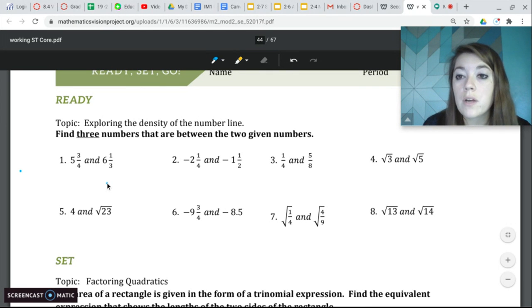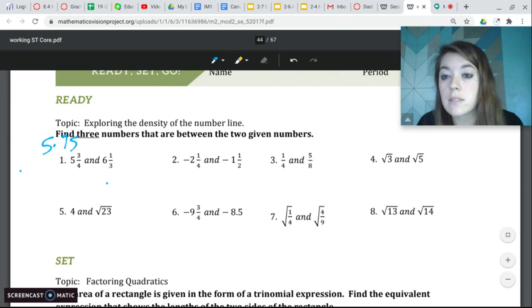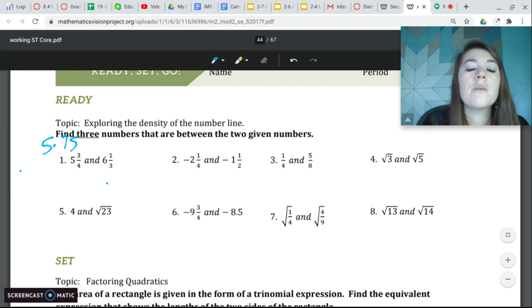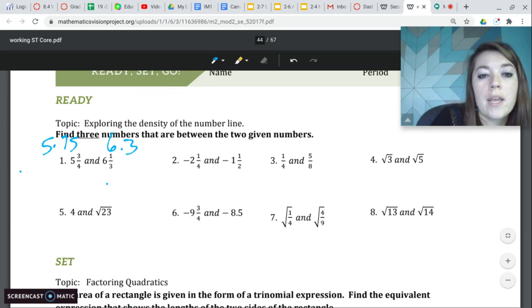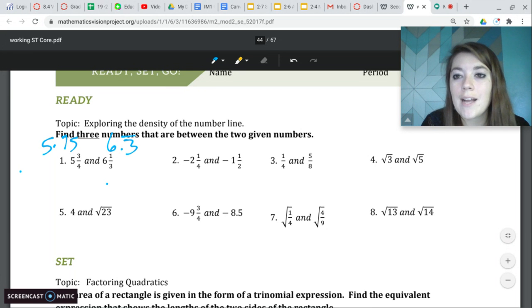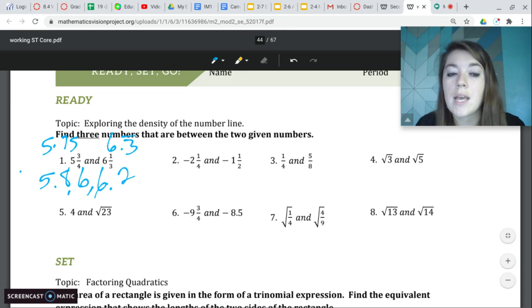Well, 5 3/4 is the same thing as 5.75, since I'm guessing most of you are panicking because of all the fractions all over this. So we have 5.75. 6 1/3 is 6.3 repeating. So we just need to find decimals that are in between there. So one would be 5.8. 6 is obviously right in between here. And we could do 6.2. Those are three possibilities.